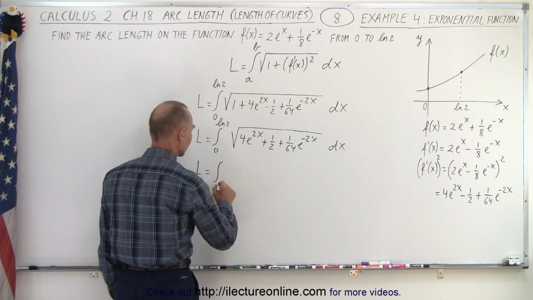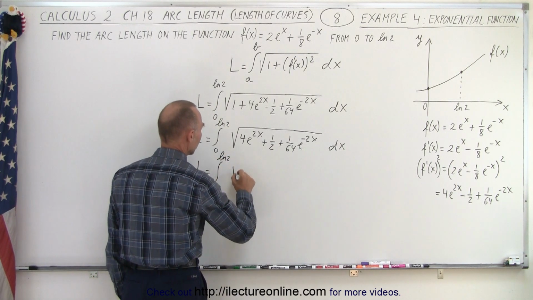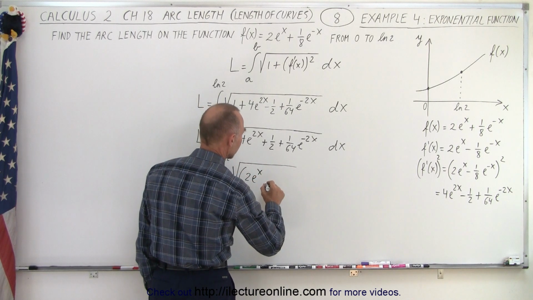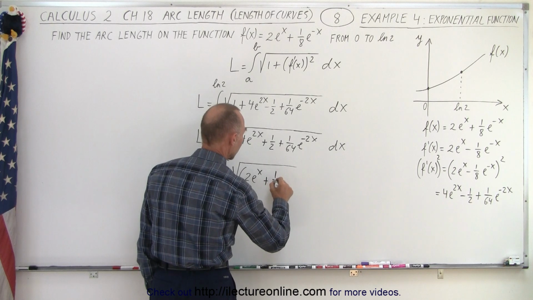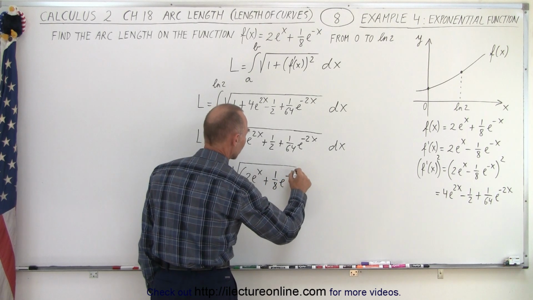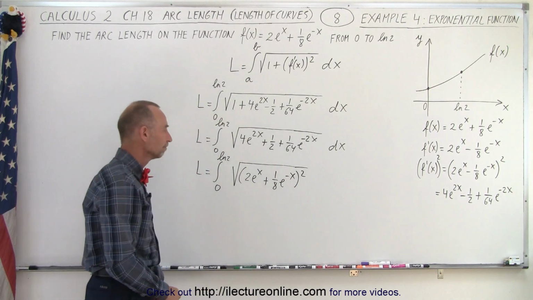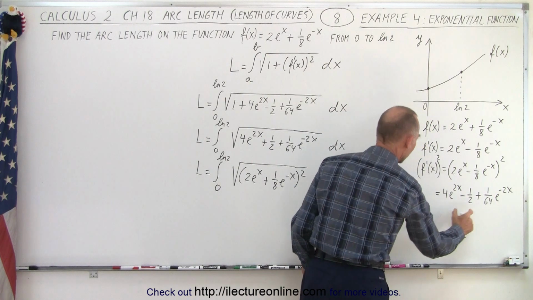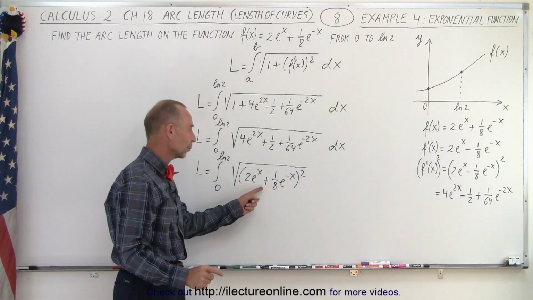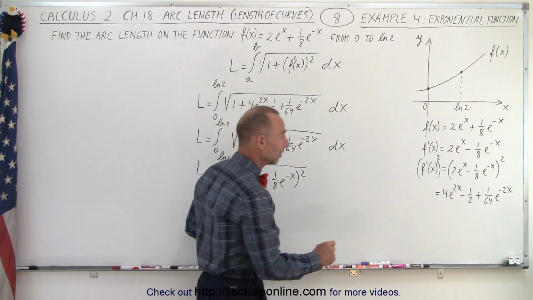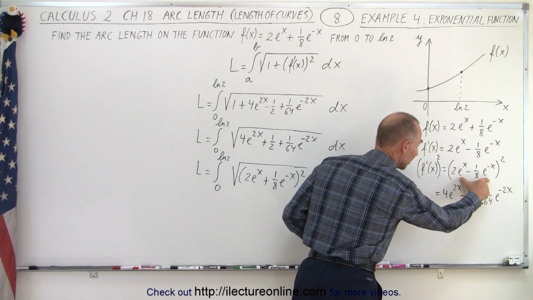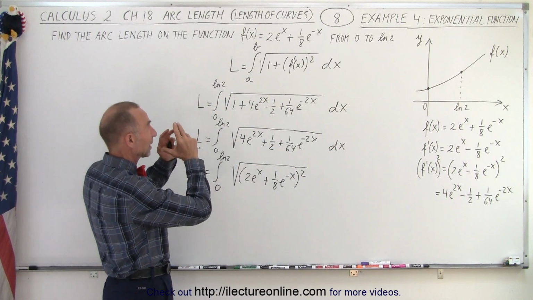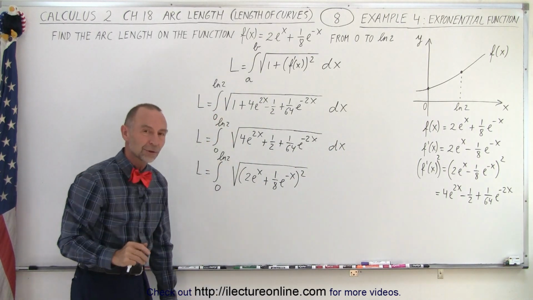This can be reduced to the following. L is equal to the integral from 0 to the natural log of 2 of the square root of the quantity 2e to the x plus 1/8 e to the minus x quantity squared. Because remember, when we had this with a minus sign, we end up with that. But now it turns out that you get the same result, but with a plus sign, because this is plus 1/2 instead of minus 1/2. So we end up with the same thing here, but with a plus. So that's why the equation was carefully chosen so that you'd be able to do that.